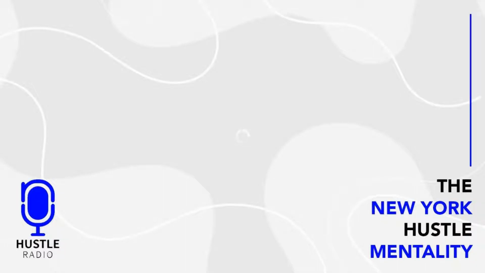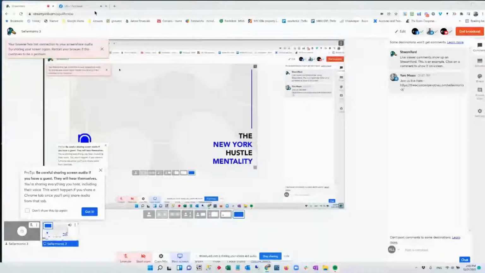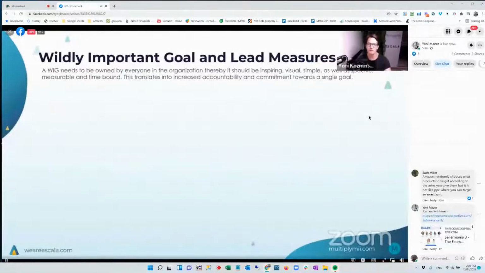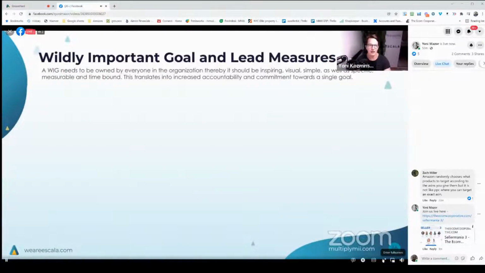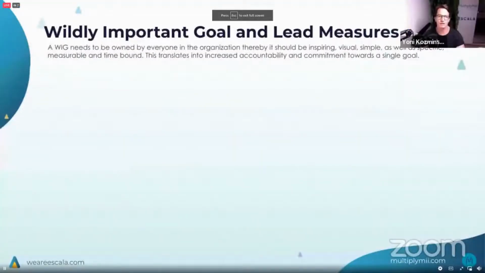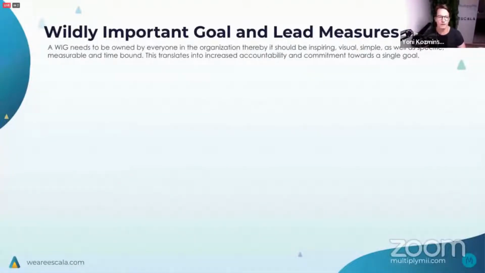should be visual, it should be really simple, and it needs to be measurable and time bound. So SMART goals is something that obviously is aligned with this. And that really translates into increased accountability and the commitment towards everyone driving in the same direction.